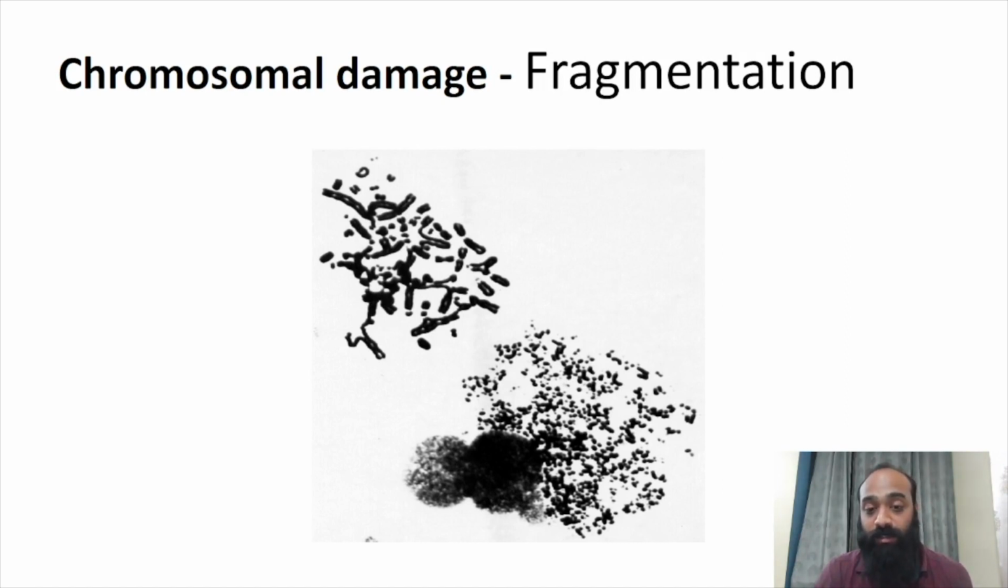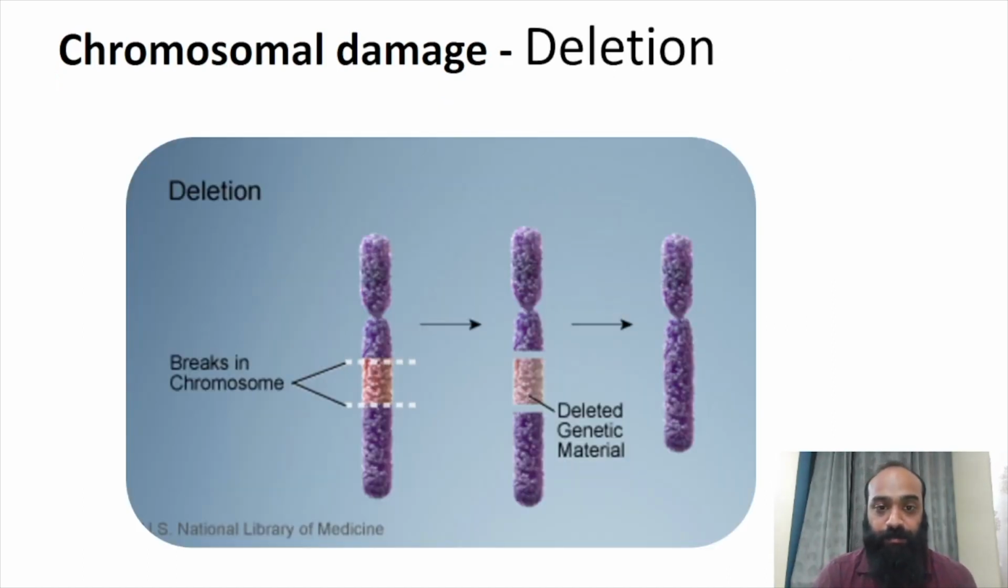But there could be certain instances where the cell can escape this apoptosis mechanism, and it can get propagated into daughter cells also. But usually, because there's a complete loss of genetic information by fragmentation, the cells don't propagate further than this.